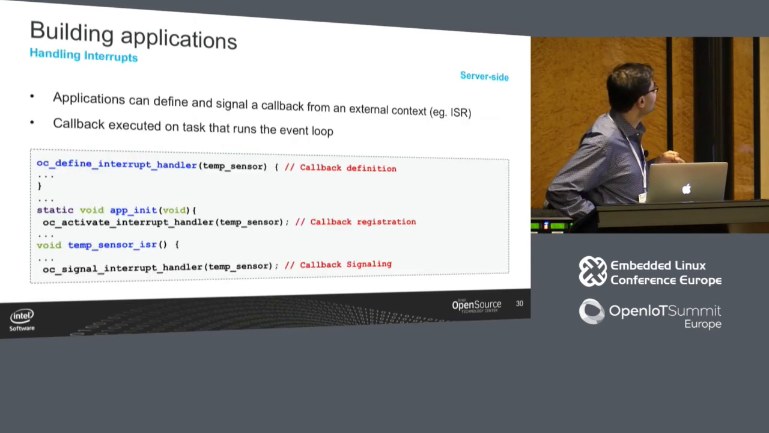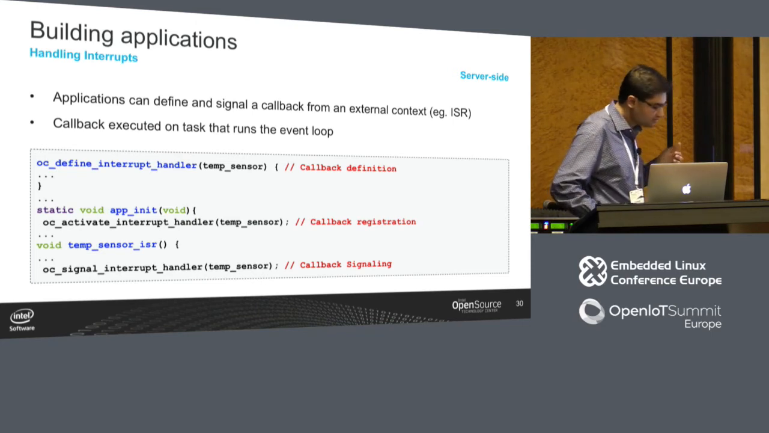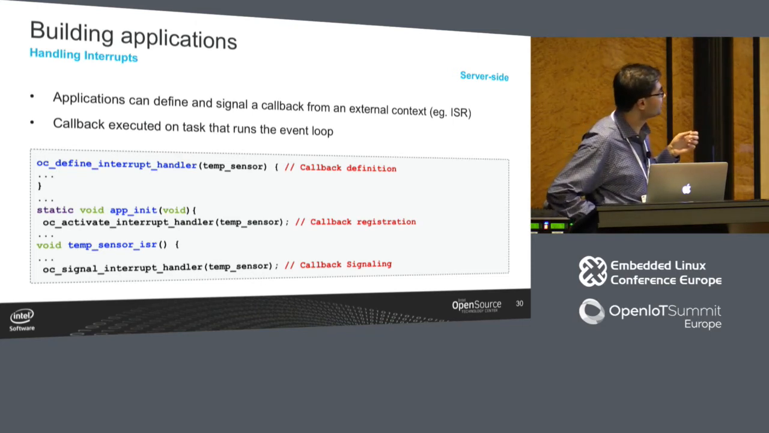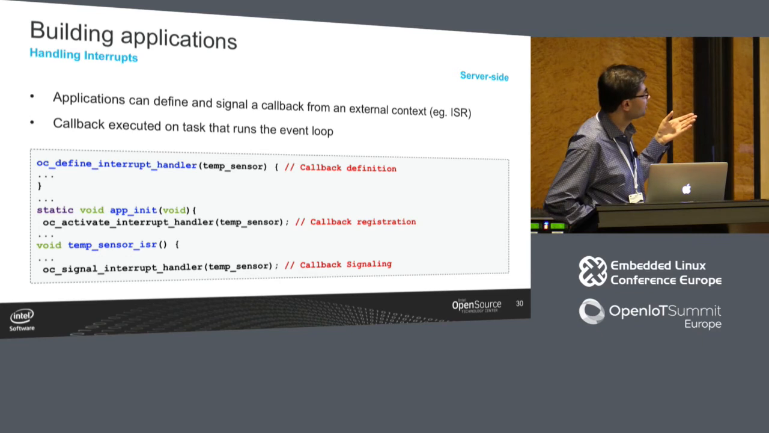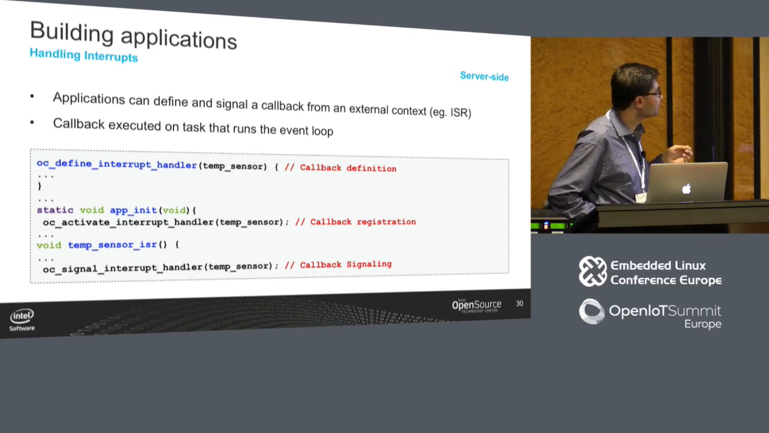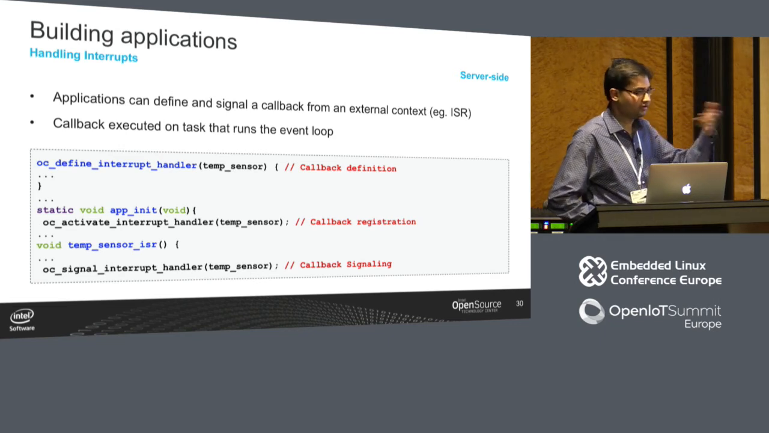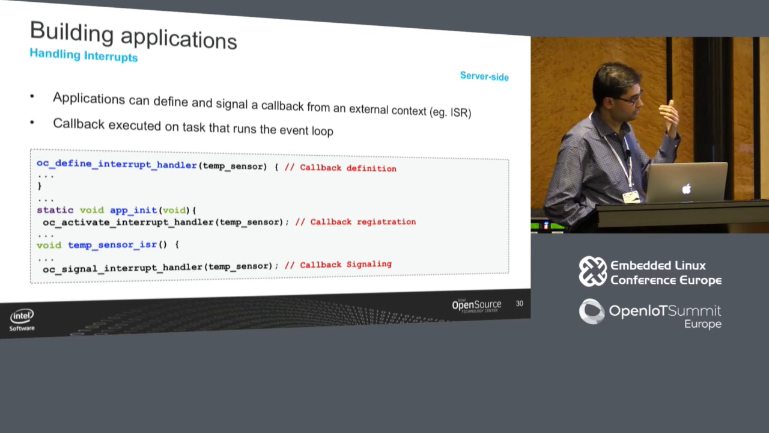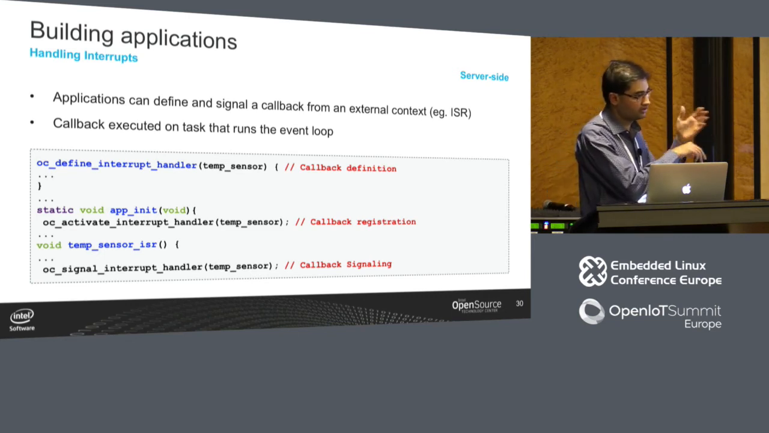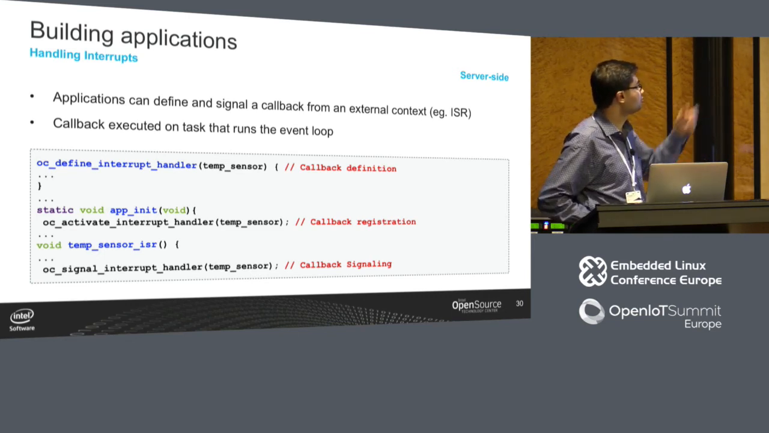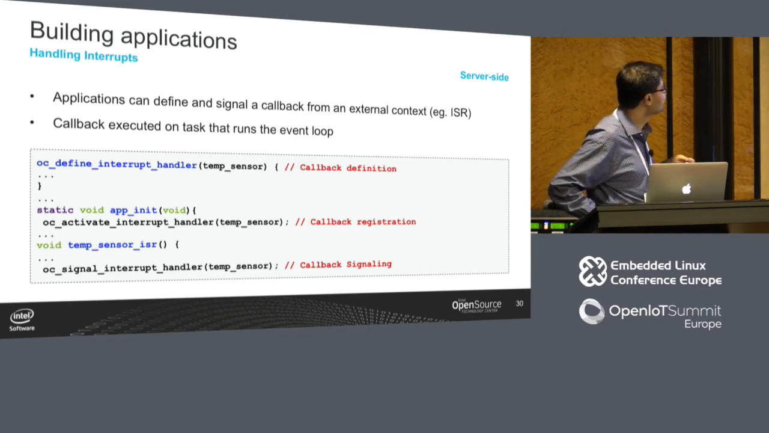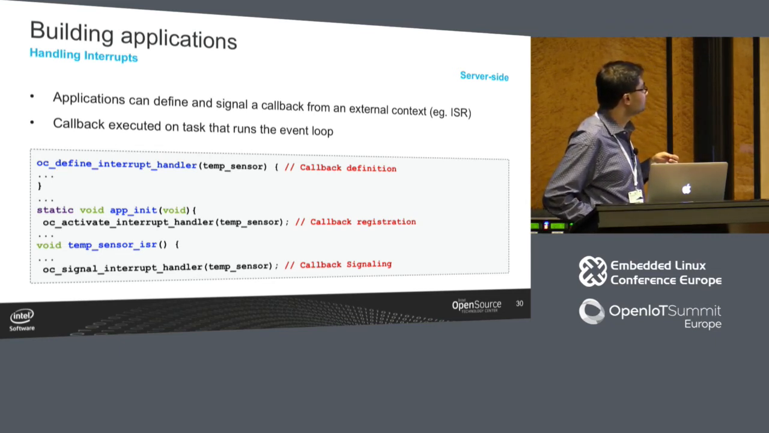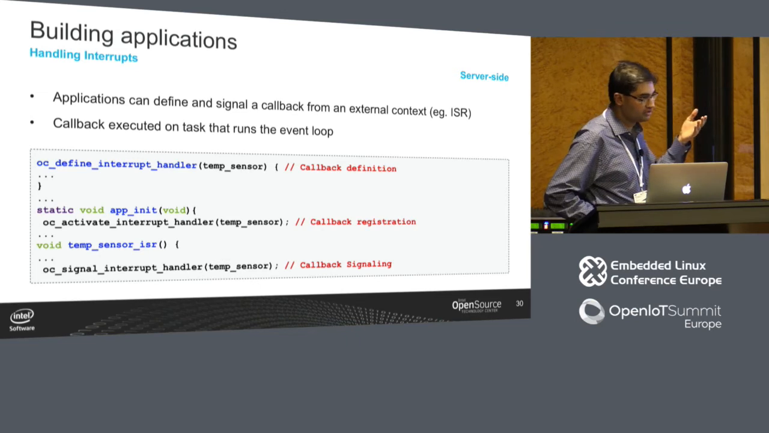So lastly, for handling interrupts, applications have the ability to define a callback and signal it from an external context. That's a context that is external to the one that's running the event loop. For example, from an interrupt service routine. So the callback, once signaled, ends up running in the context of the event loop.